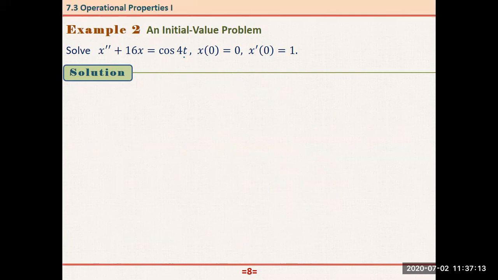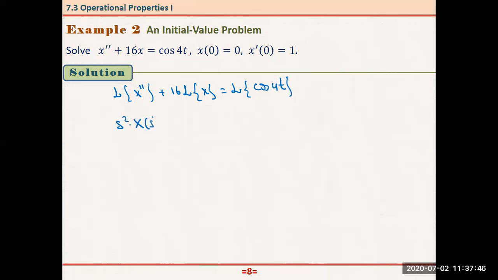How do you solve this? Again, let's use Laplace transform to solve this question. Now, if you get the Laplace transform on both sides, here we have Laplace of x double prime plus 16 Laplace of x, that's equal to Laplace of cosine of 4t, right? And we now have to evaluate this, that is s squared, capital X of s, minus s times what we have here.